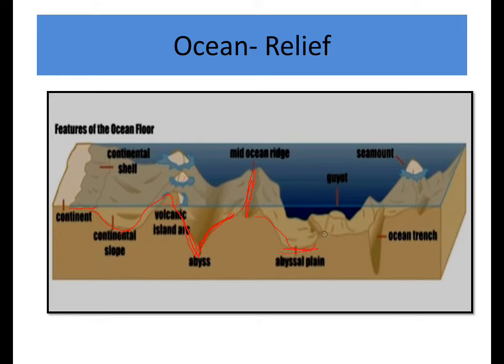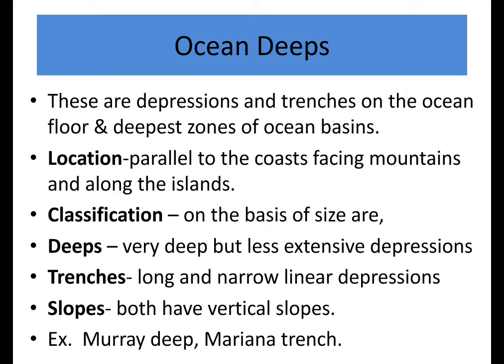Here we can see the deep sea plain, and here some uplifted landmass. Though it's a flat landmass, it is submerged under the water, which is also called a guyot. If this uplifted landmass is above the sea level, then it's called a seamount. And trenches are very deep depressions. So these are some minor relief features of the ocean.